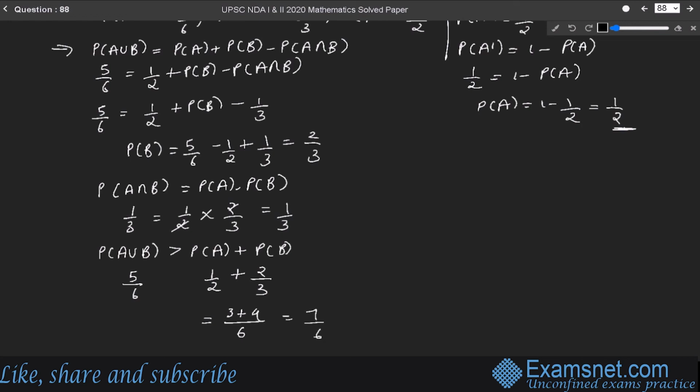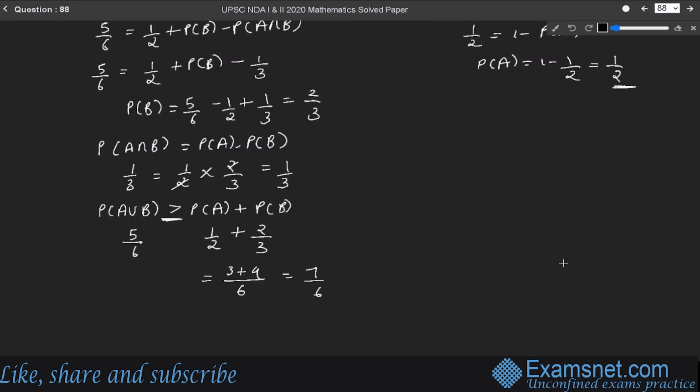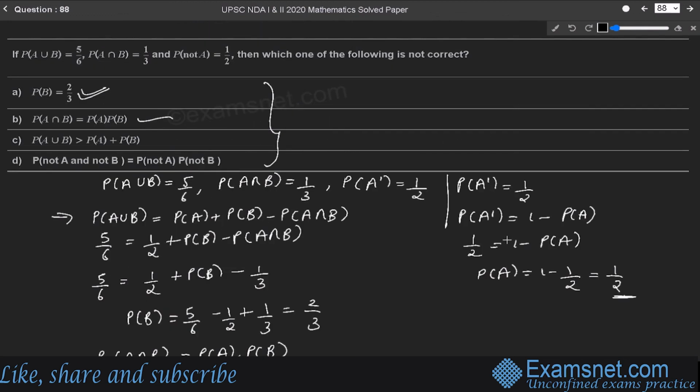But it is not greater than 5 by 6. We know that 5 by 6 is not greater than 7 by 6. So we can say that the third statement is not correct. Now we have got the statement which is not correct, which is third statement. So the correct option for this question is option number C, because we have to find the statement which is not correct and this is the statement which is not correct.